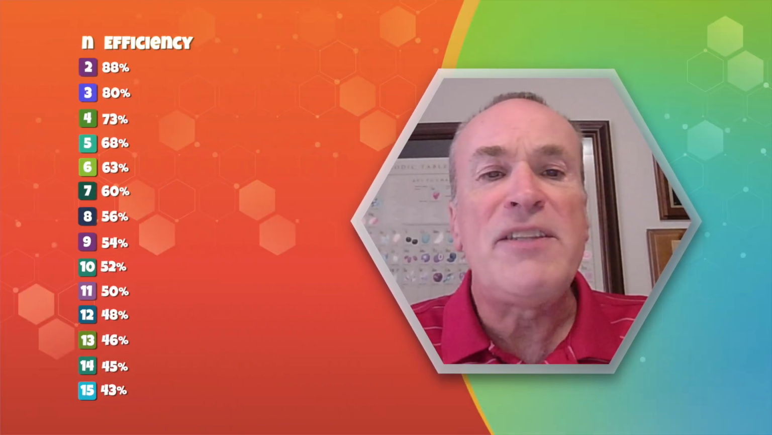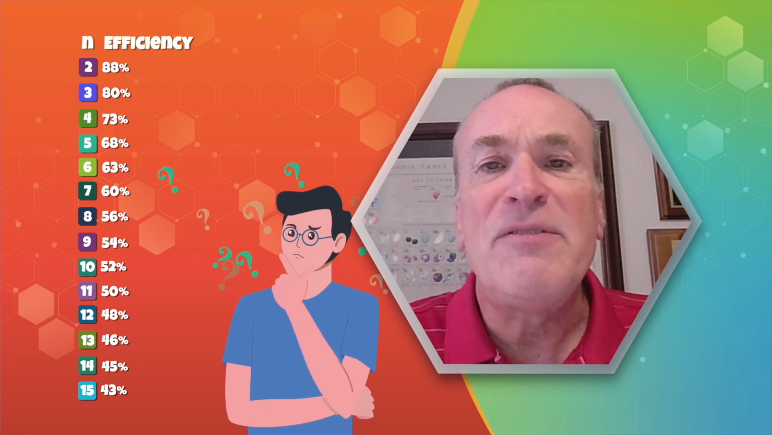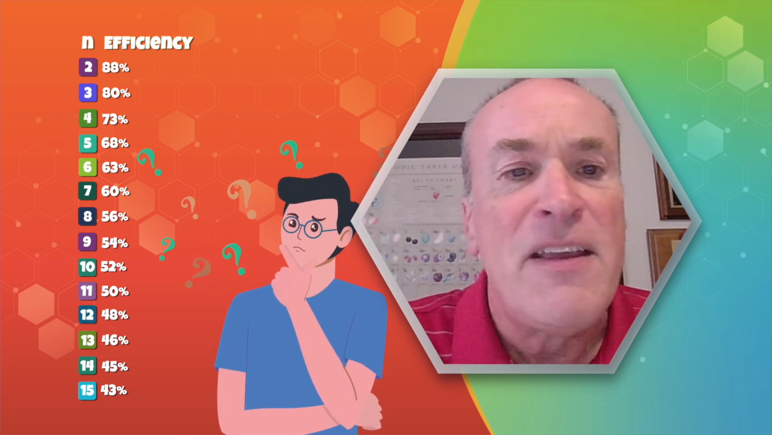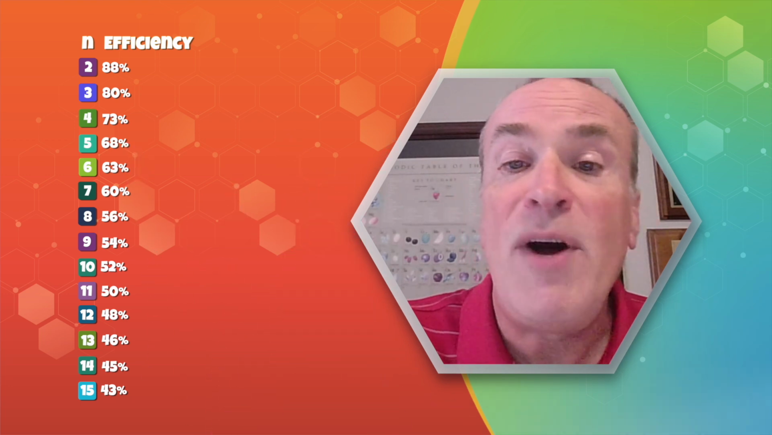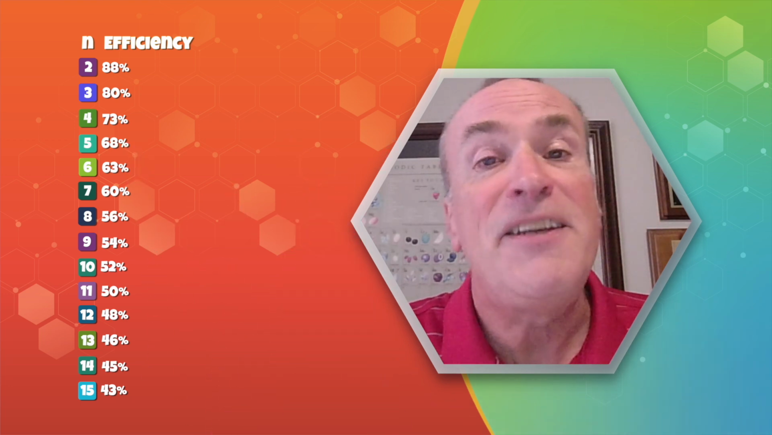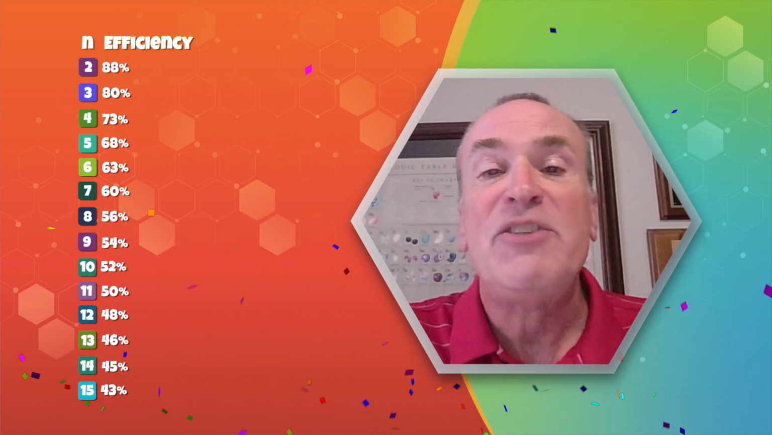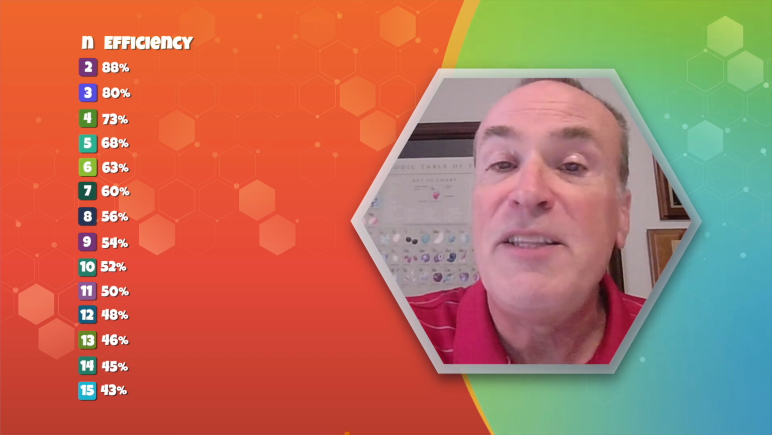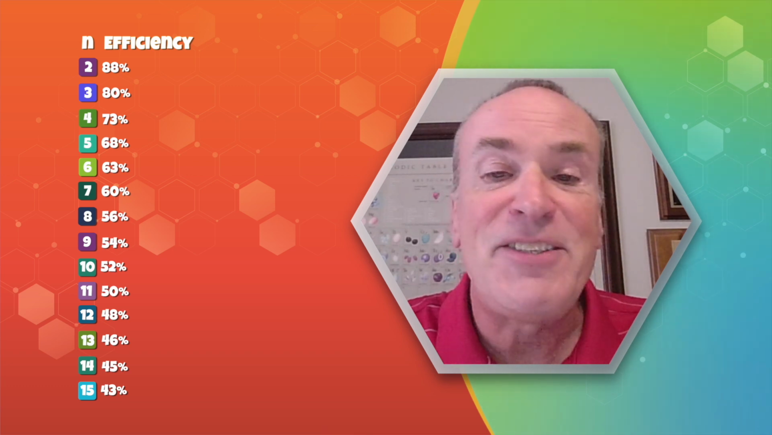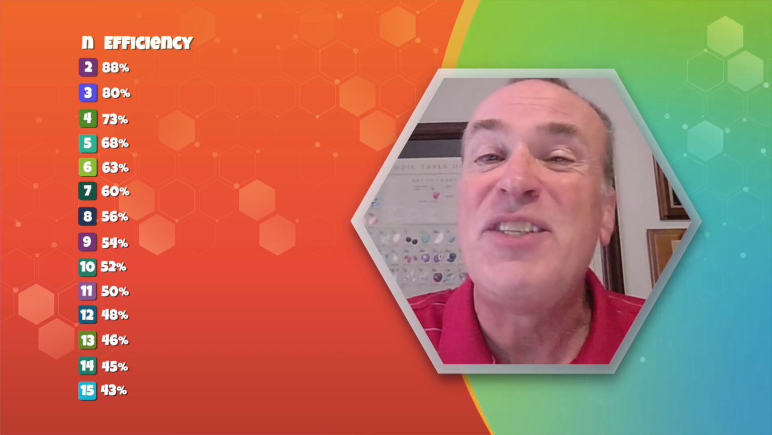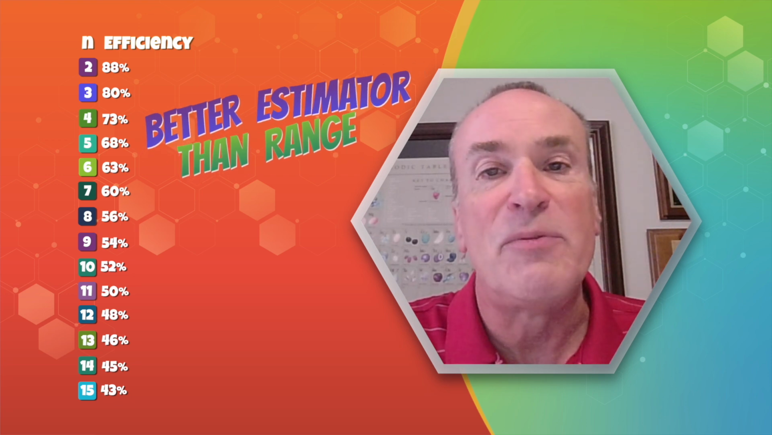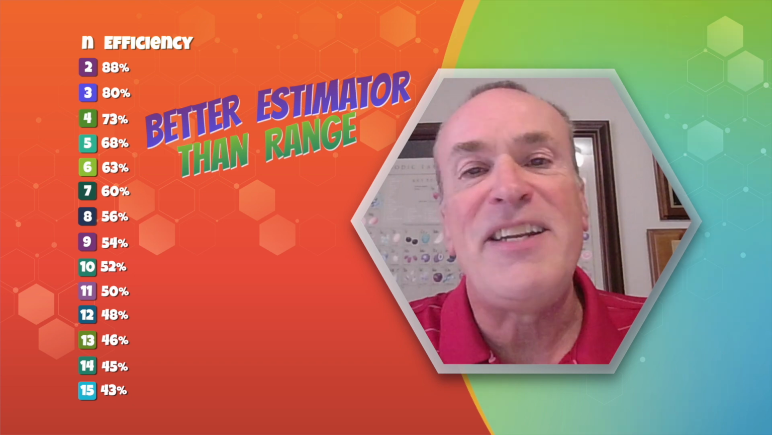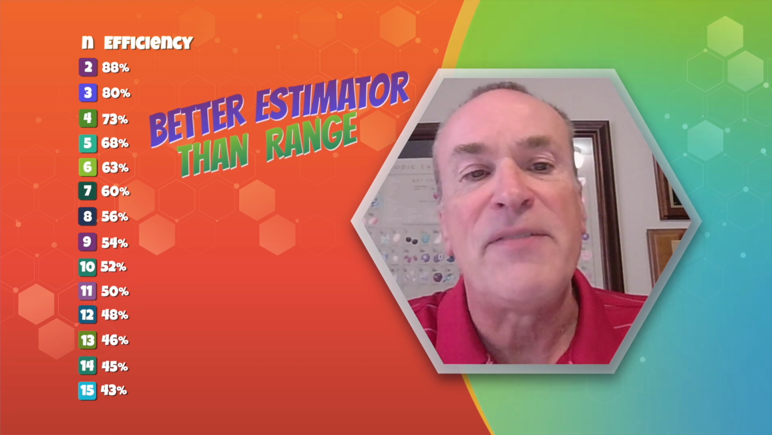So as you look at this, you might be sitting there going, now wait a minute, Kevin. If range of n equals 2 uses all of the data, why isn't it 100% efficient? That is a great question. To save your eyeballs rolling in the back of your head, it has to do with the standard deviation being a better estimator of the true variability than the range is. But we're still at 88%, so close enough.